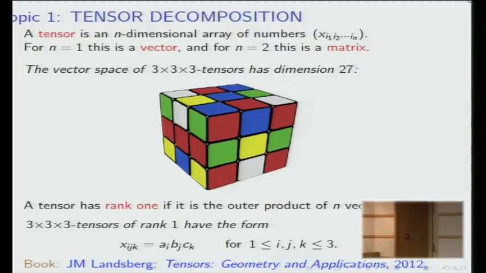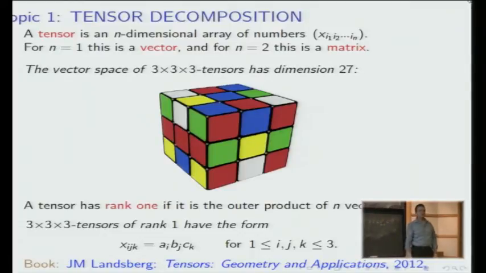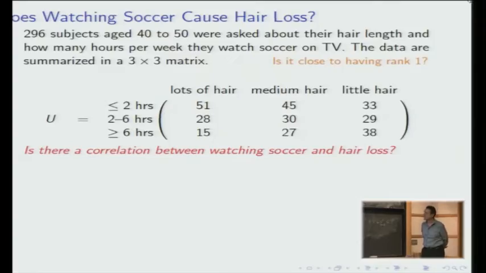Now a tensor has rank 1 if it's an outer product of vectors, right? So here's a take-home message. What's a rank 1 matrix? It looks like this, right? It's a column vector times a row vector. That's a rank 1 matrix. What's a rank 1 tensor? It looks like that. Okay, so there you go. So that's a rank 1 tensor, and the textbook to read maybe is Landsberg's book on geometry and applications of tensors. Okay, so those are the basic decomposable rank 1 tensors.